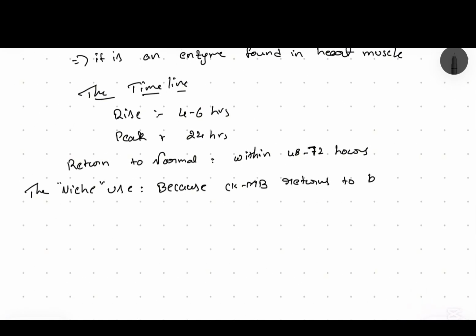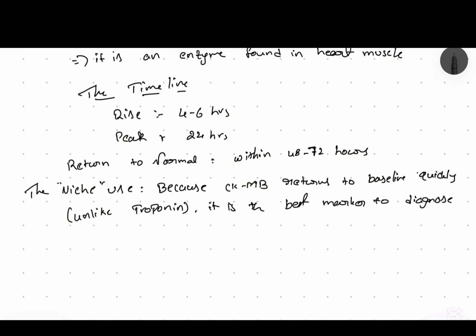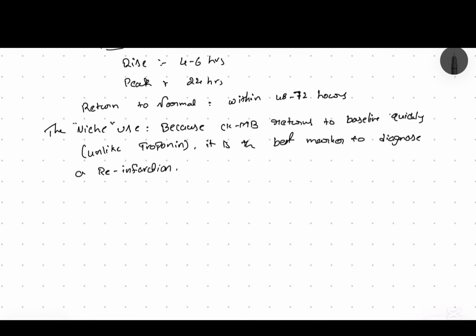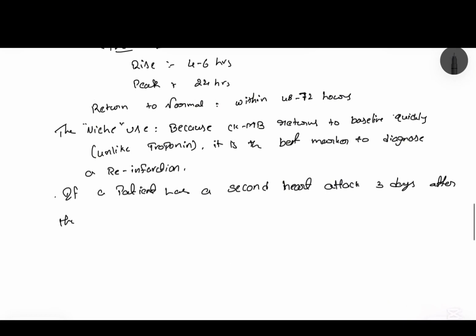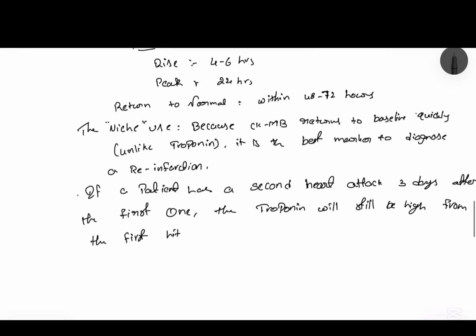Now, here's the niche use. Because CK-MB returns to baseline quickly, it is the best marker for diagnosing re-infarction. If a patient has a second heart attack 3 days after the first, troponin levels will still be high from the initial event, but CK-MB will show a new, distinct spike.